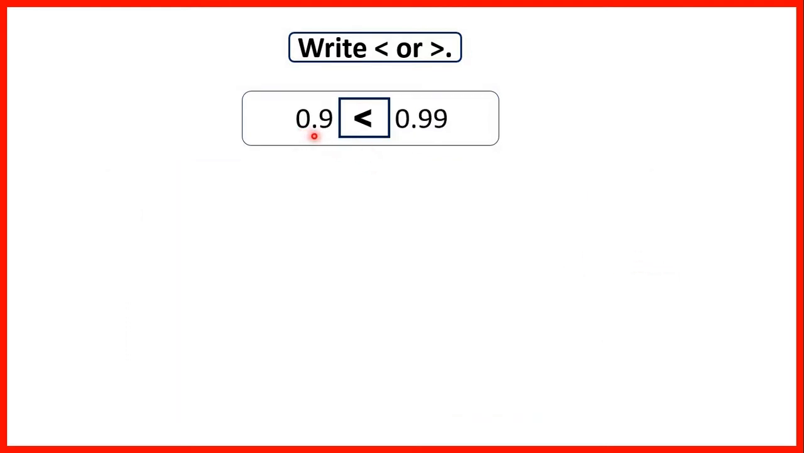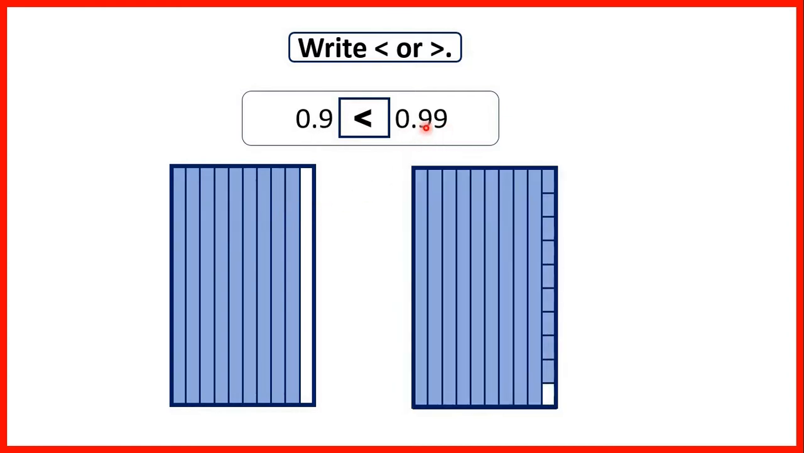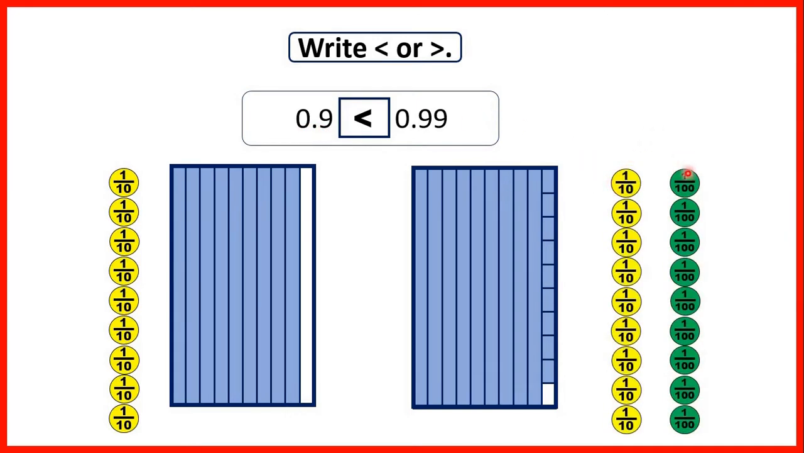Next we had 0.9, so that's 9/10, and 0.99, so that's 9/10 and 9/100. We can see that 0.99 is larger, and if we show place value counters, we have 9/10 with 0.9, but 9/10 and 9/100 with 0.99.